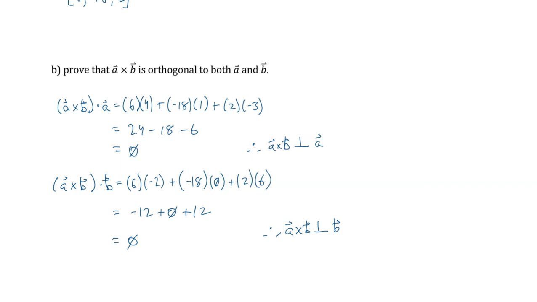Very common kind of question that you would find on a test. Find A cross B, show that it's orthogonal to both A and B, or maybe just show that it's orthogonal to B, right?